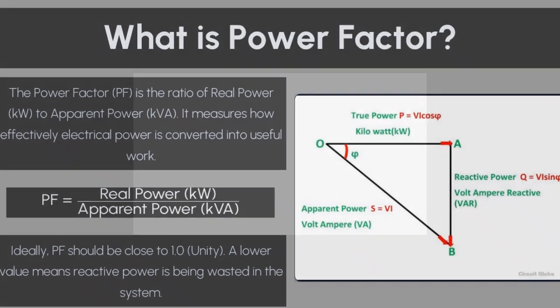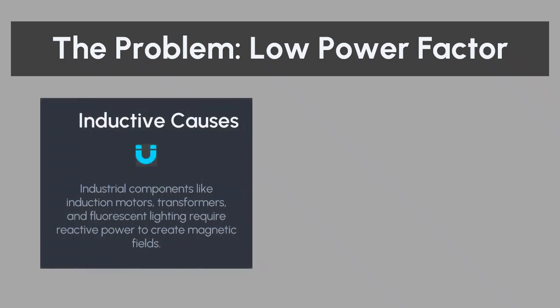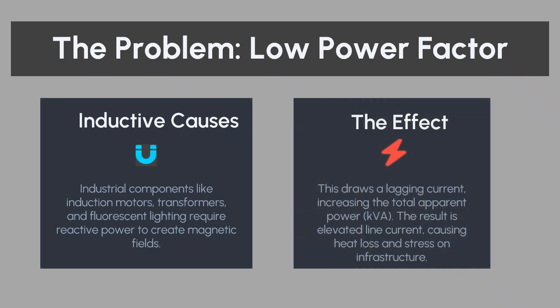The problem: low power factor. What causes this inefficiency? The main culprits in industrial settings are inductive loads. Think of induction motors, large transformers, and magnetic ballasts. These require significant reactive power to generate and sustain the necessary magnetic fields. This demand for reactive power results in a lagging current, which inflates the total apparent power drawn. This excess current increases the load on your distribution system and causes unnecessary heating.